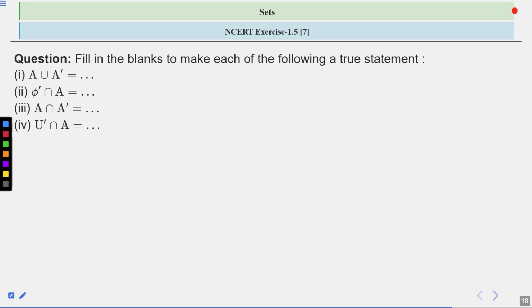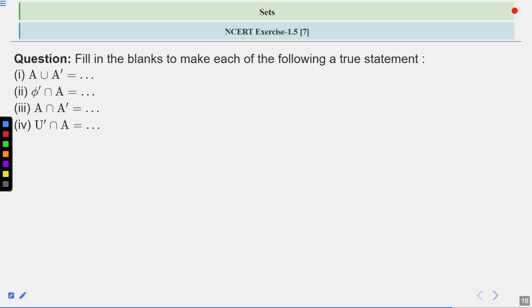Now, is my voice clear? What about now? Still low? Are you getting it or not? Please comment. Okay, so what about now? Okay.